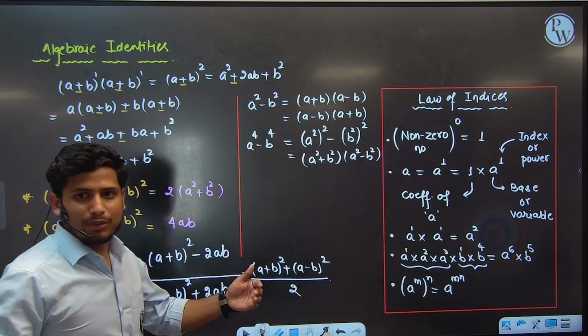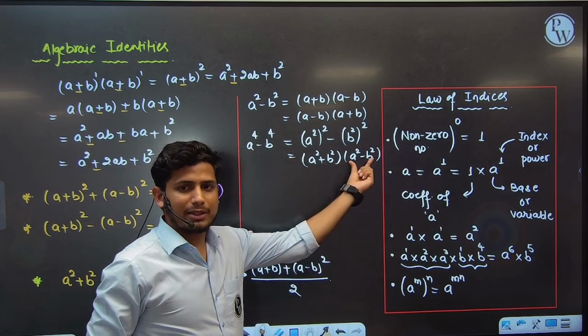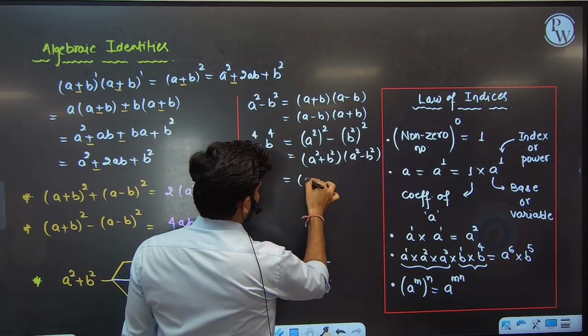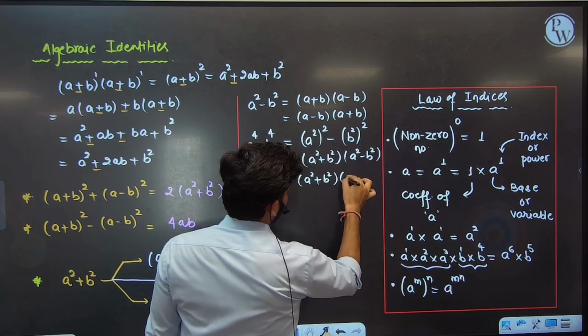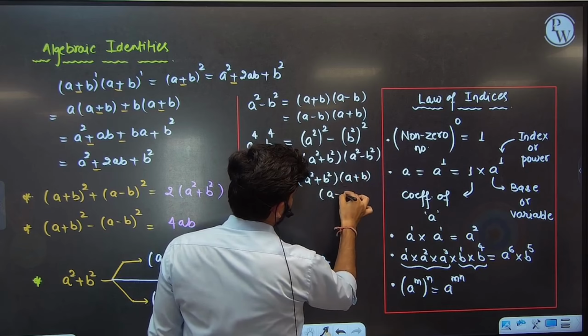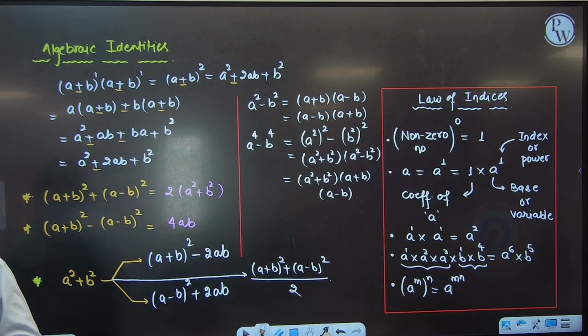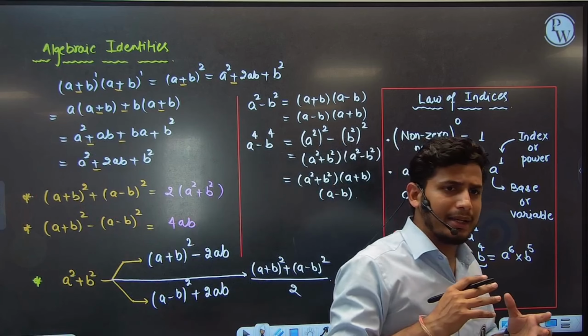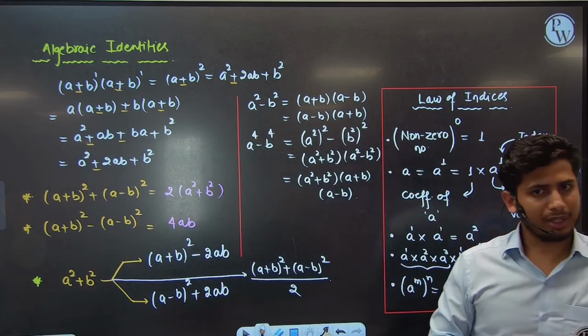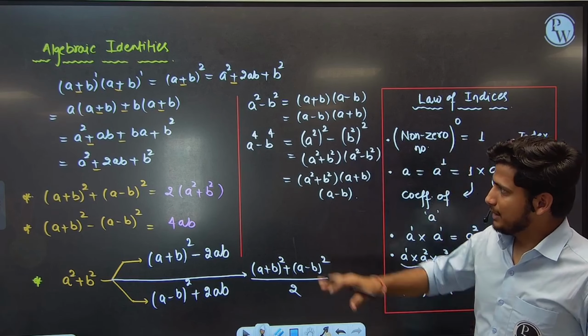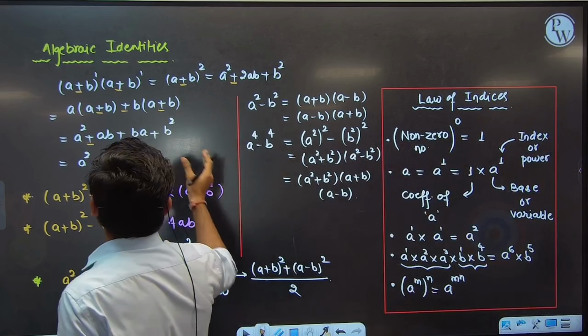Now we also want to know a square minus b square. Further solve: a square plus b square, a plus b into a minus b. Okay, same for a to the power 6 minus b to the power 6, a to the power 8 minus b to the power 8, that is, basically for the even powers. Okay, so these are some results related to the square.